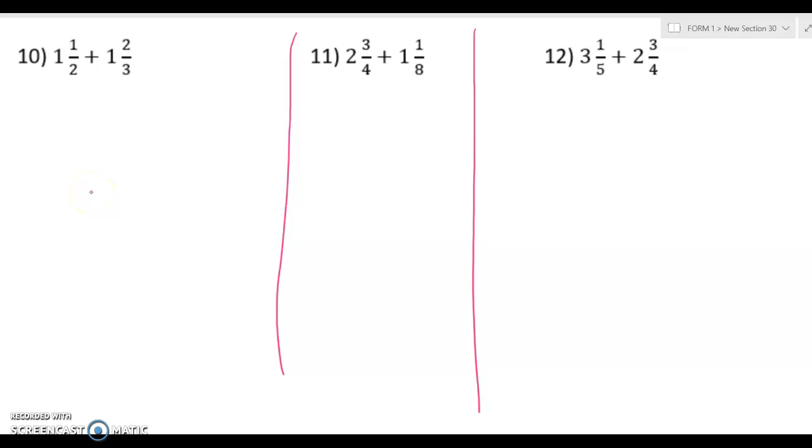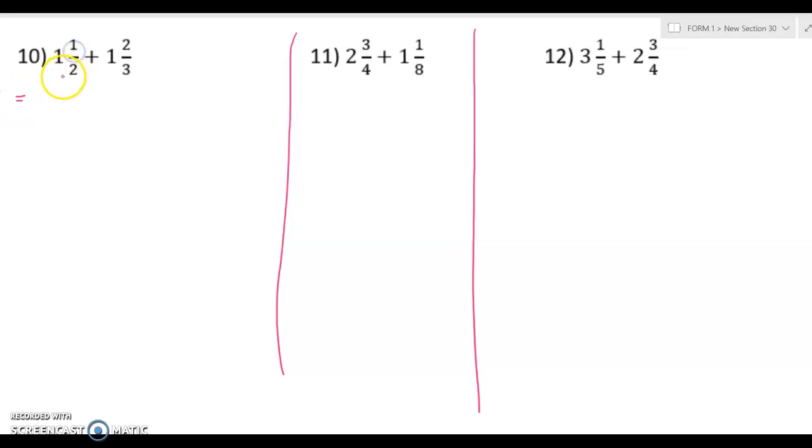And now the last 3 questions. Numbers 10, 11, and 12 are all addition of mixed numbers. When I was teaching you all, I said let's just change all the mixed numbers to improper fractions, right? Let's just make our life a little bit easier. So let's change them to improper fractions, please.